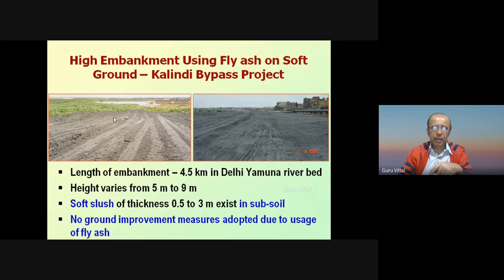And since it was very close to water, the subsoil was slushy. Soft slushy subsoil was there, 0.5 to 3 meters thick. If you construct an embankment over a soft slushy soil, what will happen? The settlements will be there. Huge amount of settlements will be there. Now we should prevent that kind of settlements. If the settlements take place within 1 month or 2 months, that's okay. We can go ahead with that. But if the settlements will be spread over a few years, that we cannot afford.